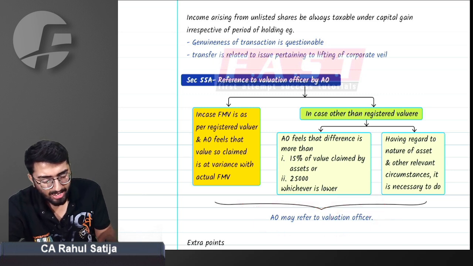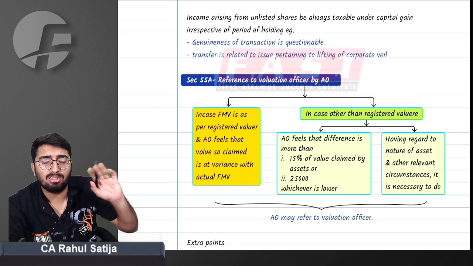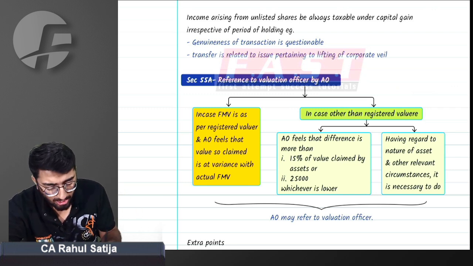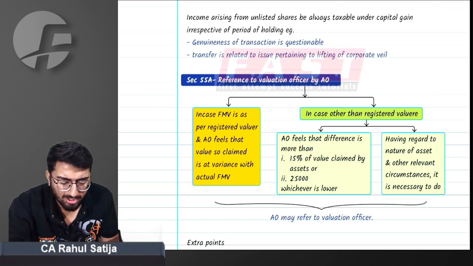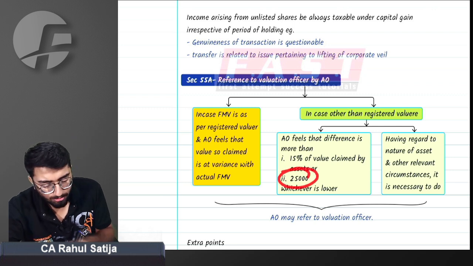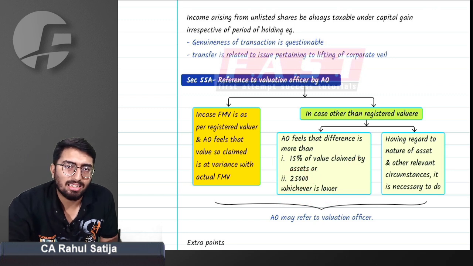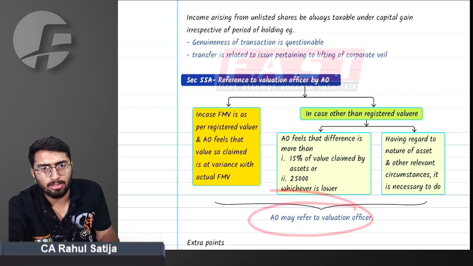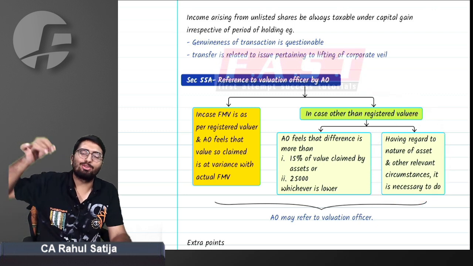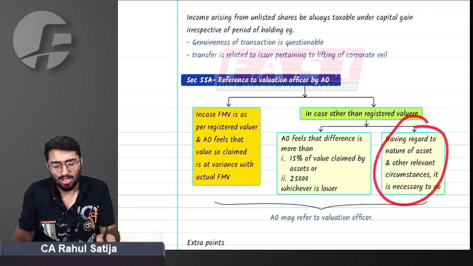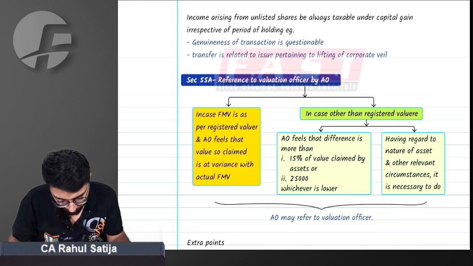Yes, he can do. In case of FMV other than registered valuer, in case where SSC himself declares such FMV, AO has to find out whether the difference is more than 15% or more than 25,000, whichever is lower. If the difference is more than these two, then in that case AO can refer the case to valuation officer. Or in any case where AO feels like he has to refer such case to valuation officer, he can do. So all in all, he can refer anytime if he feels so.